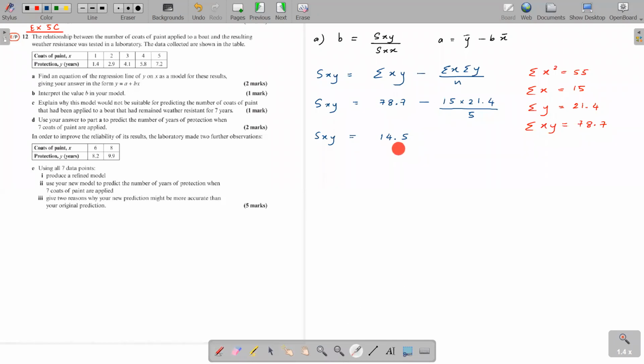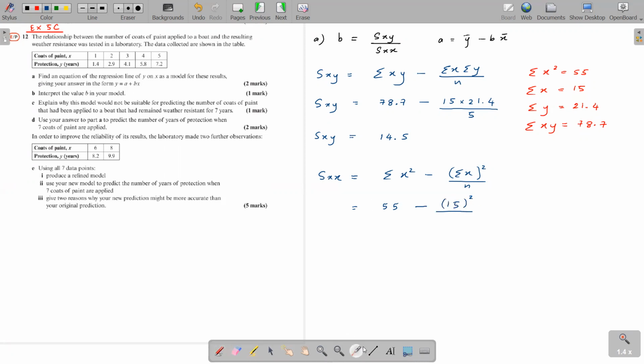All right, guys. So this is 14.5. You can get this in your calculator, right? Let's get the next statistic, Sxx. So this is sigma x squared minus sigma x whole thing squared over n, right, guys? So sigma x squared, we found from the statistics in the calculator. Can you see? It's 55 minus sigma x whole thing squared, guys. Sigma x is the addition of x values. That's 15. So 15 whole thing squared divided by n.